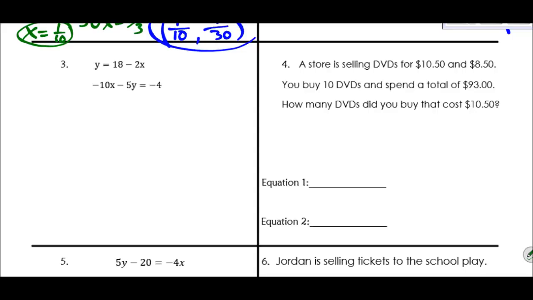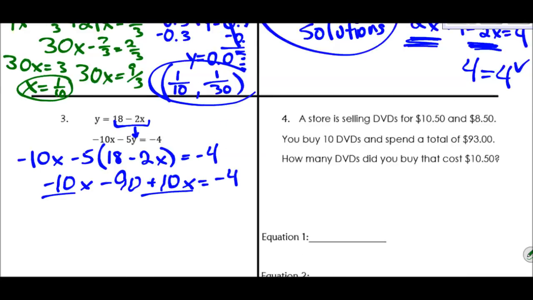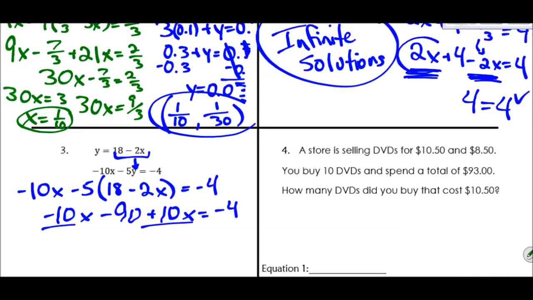Number 3, my y is already solved for, so I don't really need to do too much work there. I'm just going to take that and put it in place of the y in the second equation. I got negative 10x minus 5 times 18 minus 2x equals negative 4. Now I have to distribute a negative 5, so that's negative 10x, minus 90 plus 10x equals negative 4. Again, that same special thing happens here. We have a 10x and a negative 10x canceling out just like we had before.